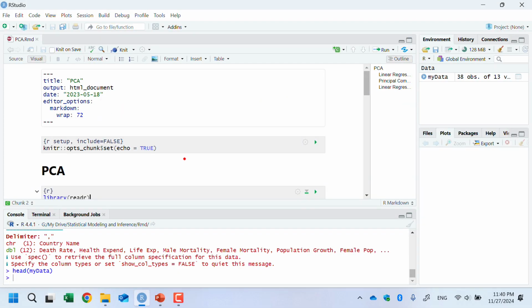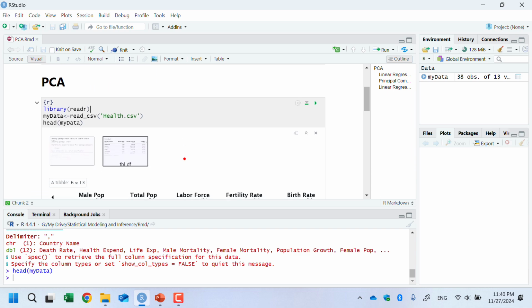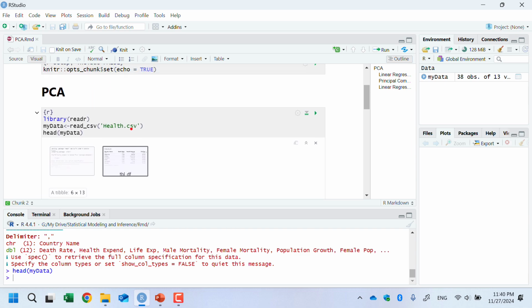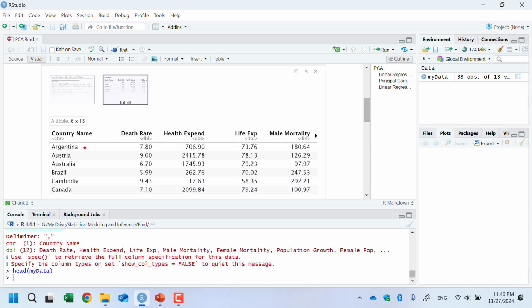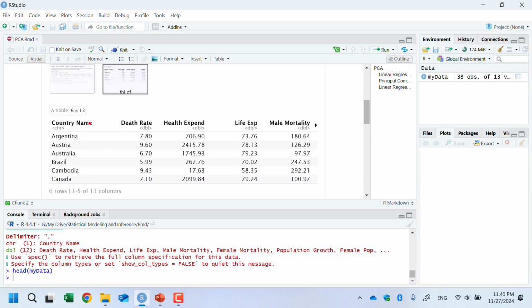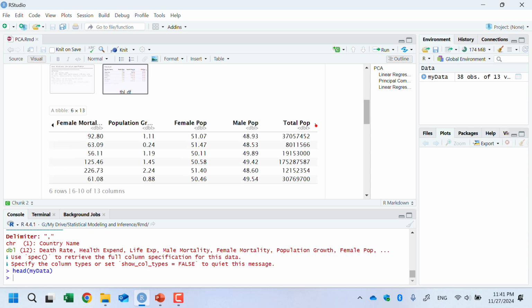I will jump into our R example. This is the PCA.R markdown file, so you can see. We will read the CSV file, the health file, and head means it will show the first few rows. Actually, this one has the death rate, health expenditure, life expectancy, male mortality, female mortality, population, female population.